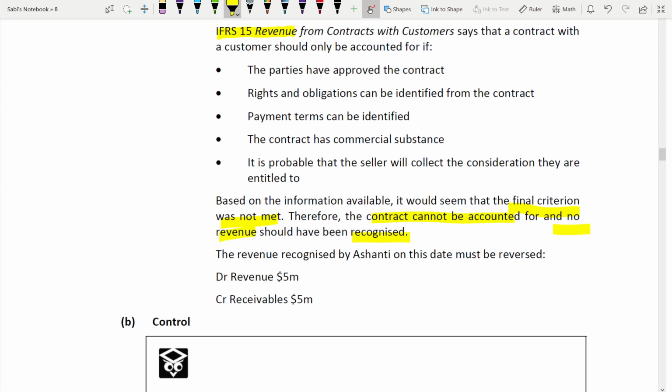Ashanti has already recognized the revenue. Now you have to change it, reverse it. Reverse means if something is debit, you credit. If something is credit, you debit. Revenue has been credited, now you debit revenue 5 million. And receivable has been debited, now you credit receivable 5 million. Okay, cancelling the revenue.